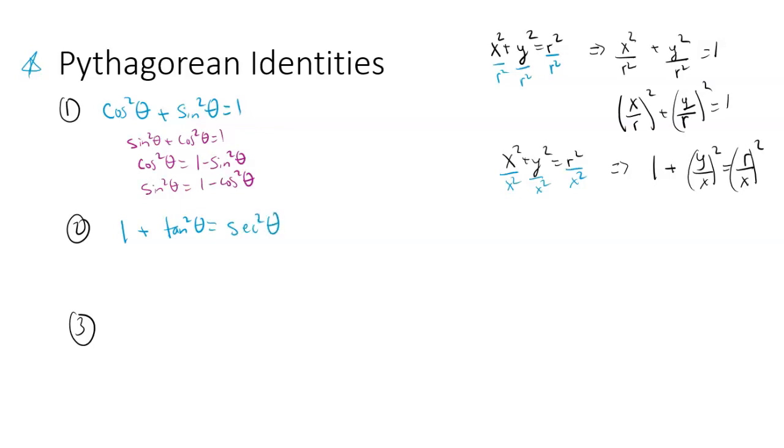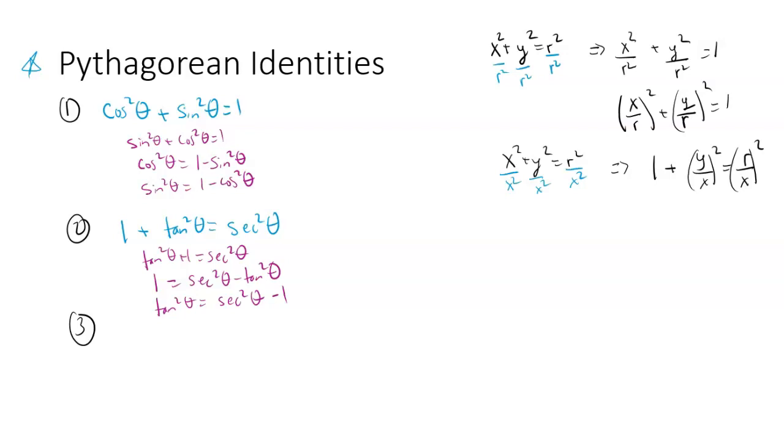Again, I can manipulate this one. This could be tangent squared plus 1 is equal to secant squared. I could subtract. I could say 1 is equal to secant squared minus tangent squared. Or I could subtract the other way around. Tangent squared is equal to my secant squared minus 1. So whichever one I want to manipulate is perfectly fine.